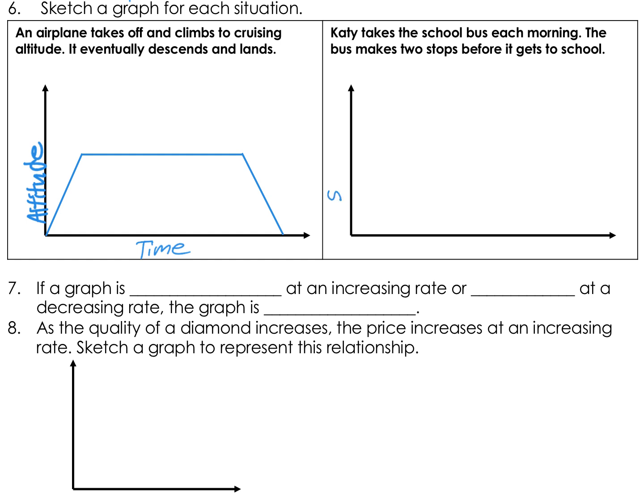For the second example, Katie takes the school bus each morning. The bus makes 2 stops before it gets to school. Well, the bus isn't moving when Katie gets on, and it's going to speed up till it gets to the speed limit. Then it's going to travel at that speed limit until it reaches the next stop, where it needs to slow back down to a stop and then keep going.